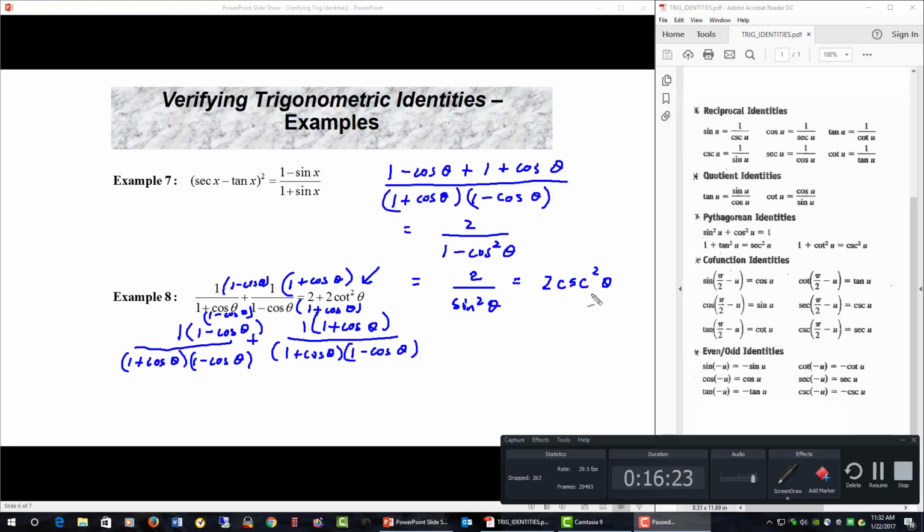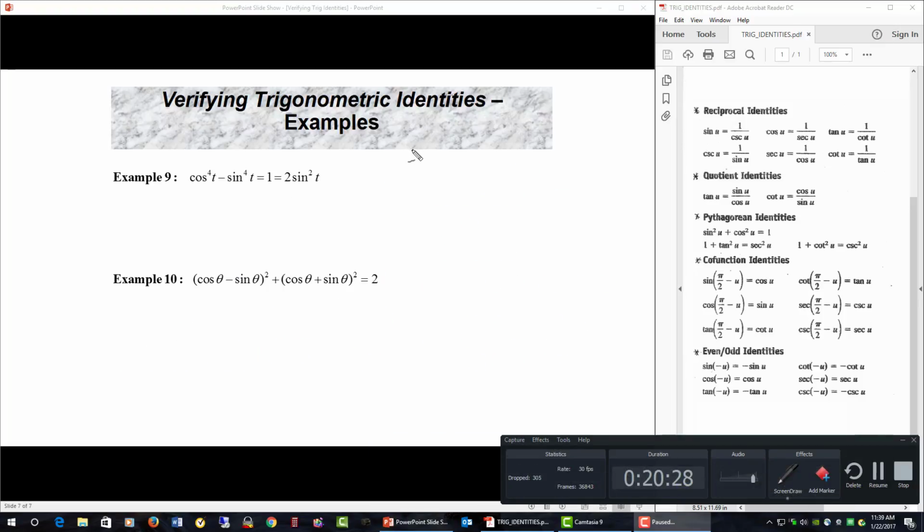And then, something about cosecant squared. Well, that's equal to 1 plus cotangent squared, so I can go ahead next using my Pythagorean identities and replace cosecant square with 1 plus cotangent square theta. And lo and behold, when I distribute this 2 through, I am going to have yet another identity verified.